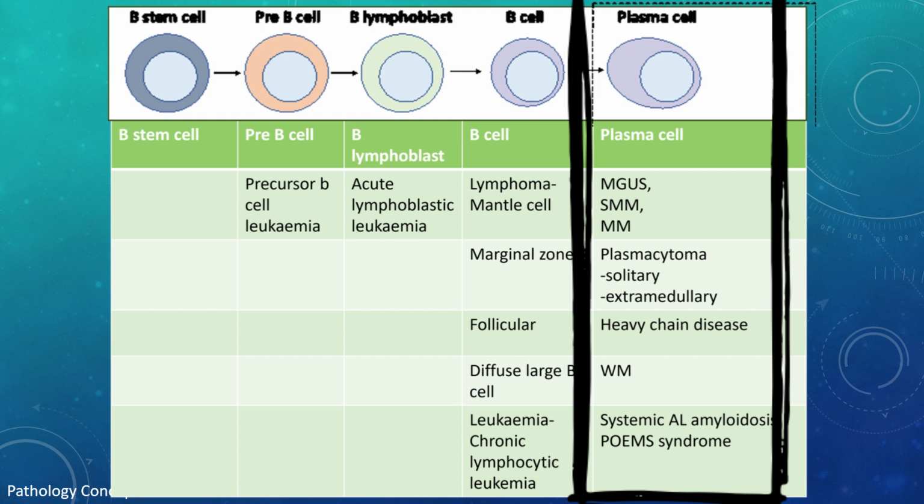First is MGUS, that is monoclonal gammopathy of undetermined significance. Second is SMM, that is smoldering multiple myeloma. Third is multiple myeloma. Then plasmacytoma, either solitary or extramedullary, heavy chain disease, Waldenstrom macroglobulinemia, systemic amyloidosis and POEMS syndrome.